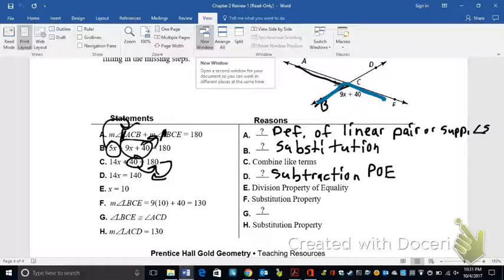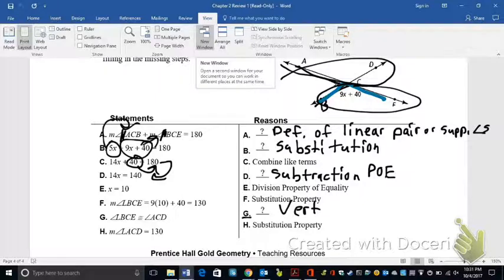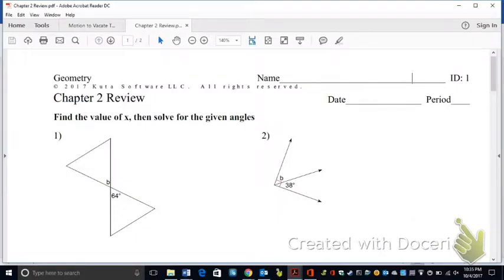So now we looked at it and we've only got one left. So again, don't know where those L's came from. But when we look at them, we see that BCE and ACD are vertical angles. How do we know that vertical angles are congruent? Well, that is the vertical angles theorem. And that is that. On to these last ones.